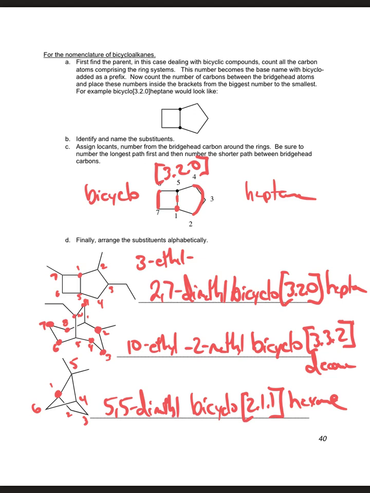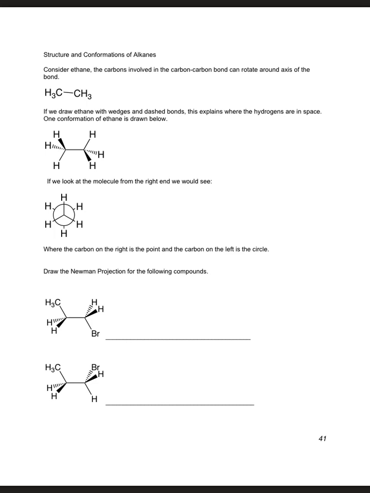But there won't be a lot of bicyclic ones. So, structure and conformations of alkanes. Now at this point, if you have a model kit, get your model kit and bring it to class. We'll talk about it. It'll make it a lot easier to see the things going on if you have your model kit. So we know ethane: 2 carbons, 6 hydrogens, a carbon-carbon single bond.